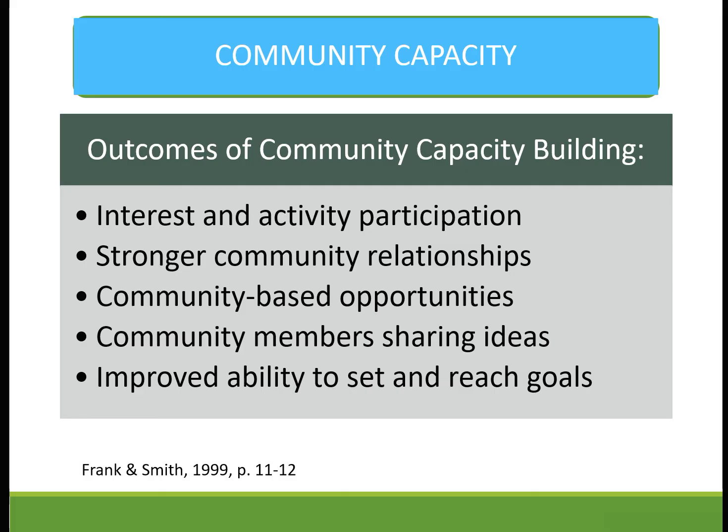So when we have community capacity building, we have various outcomes. We find then that people are active and interested and participating in what is going on. There's stronger community relationships, healthier people, caring families, and safer, welcoming communities. There's an increased number of community-based opportunities identified. There's the enhanced ability of community members to share their ideas on a course of action, and increased competency in setting and realizing common goals. So, they get better and faster at solving their own problems.